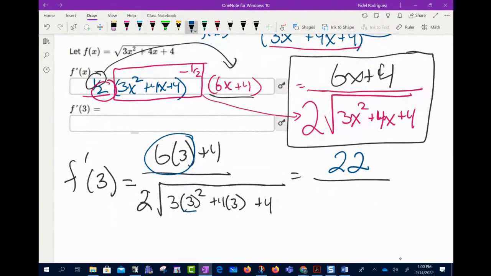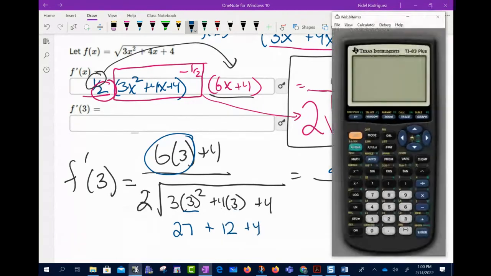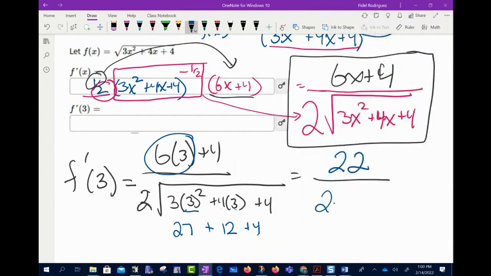Let's see. 3 squared is 9, and 9 times 3 is 27. 4 times 3 is 12, plus 4. I'm just going to add those numbers together. 27 plus 12 plus 4 is 43. So on the bottom, I have 2 square root of 43. Okay.